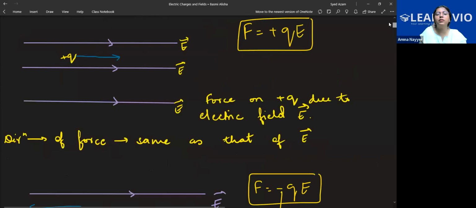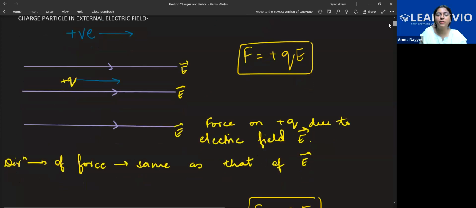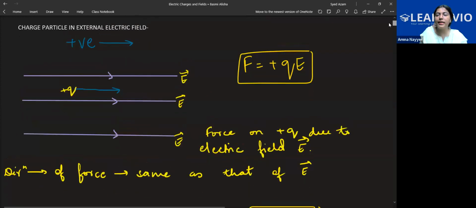First, you write down this from here. Make the heading as this: charged particle in external electric field.